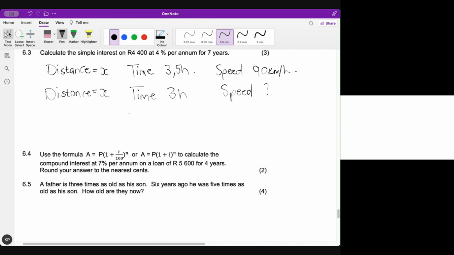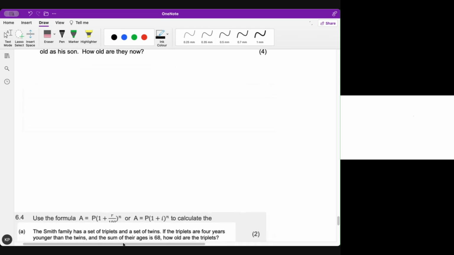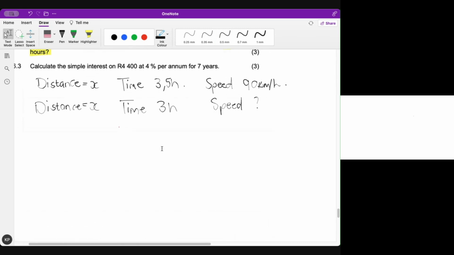I'm going to move this down because there's no space here. Okay, so we want them to be equal. How do you calculate speed? What's the formula for speed? Yes, Itandile. It's distance over time. So speed equals distance over time. They gave us the time, and we know distance is x.